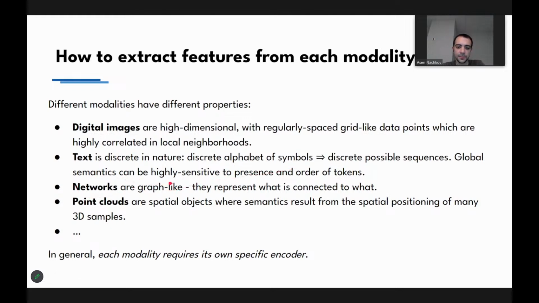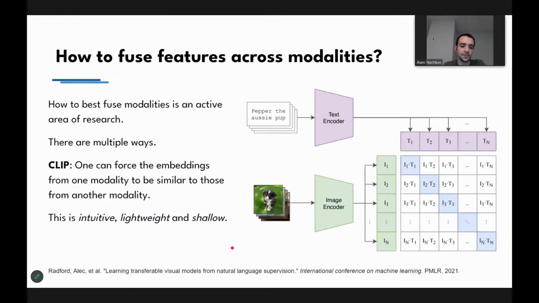Networks have completely different geometric properties. For example, it's all about what is connected to what in them. So all of these things have to be encoded in a way that respects their constraints, so to speak. So how to extract features from different modalities? The answer is that we do it using specific encoders for each modality.